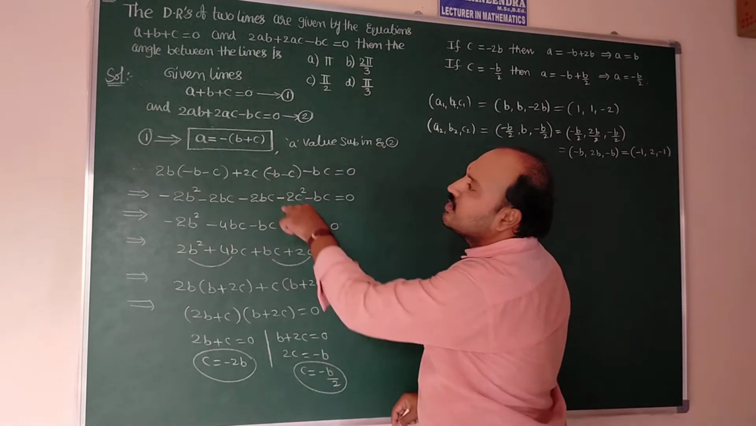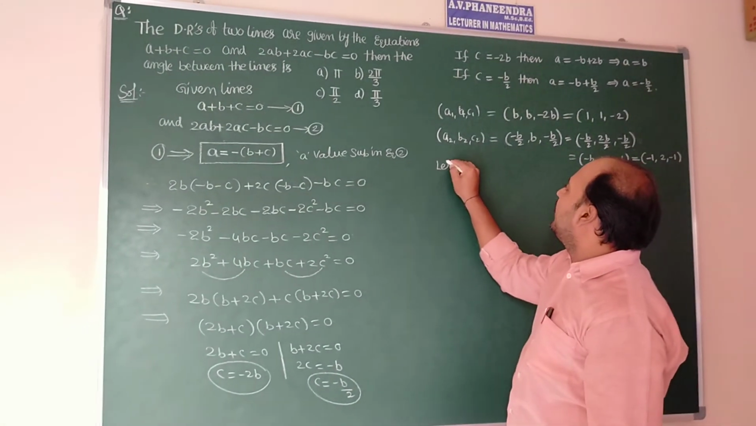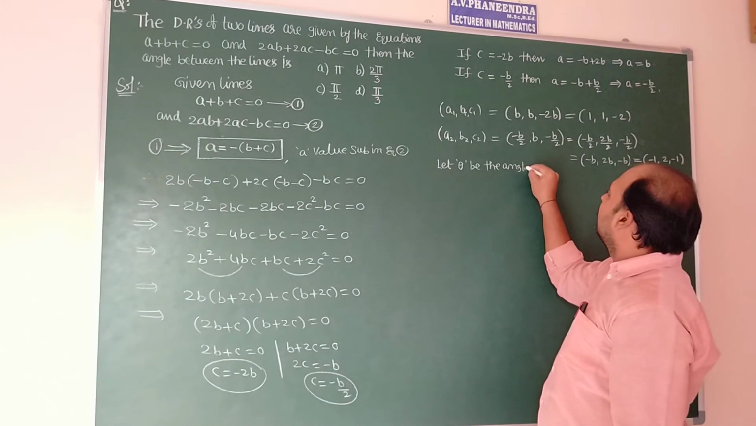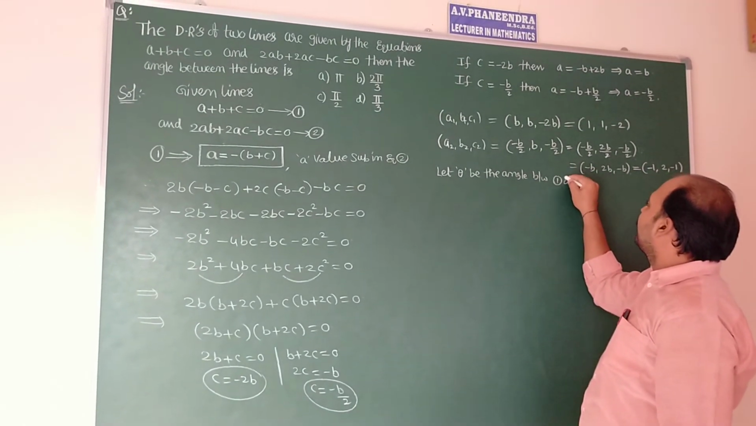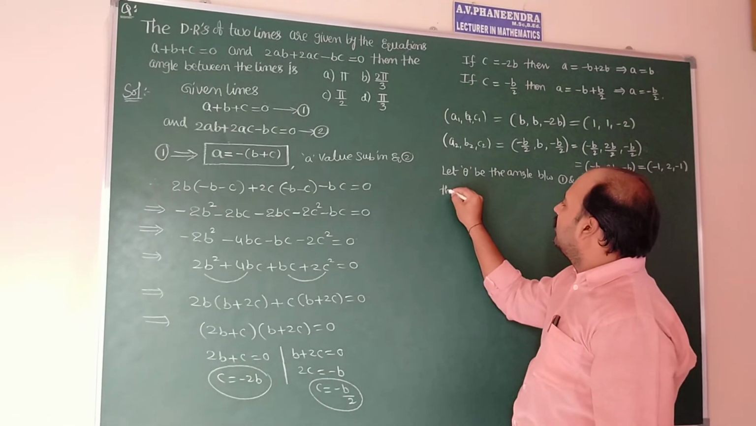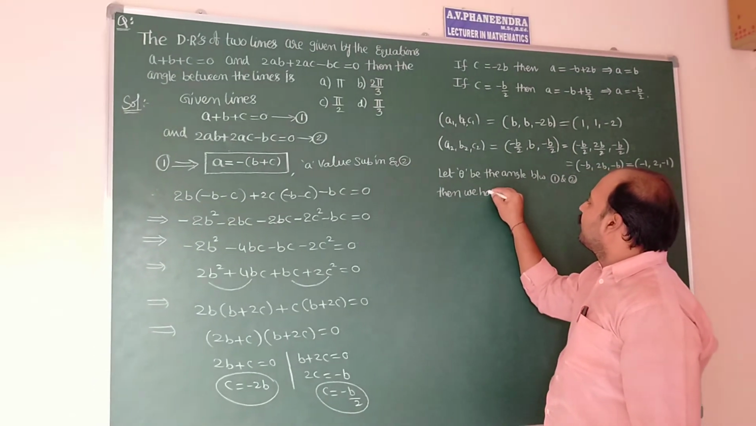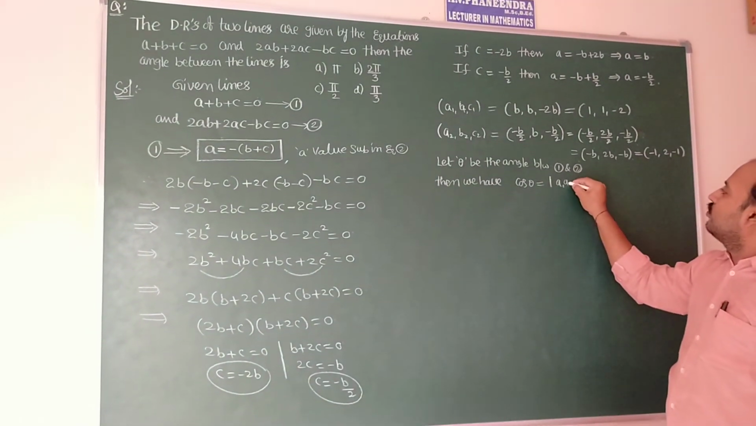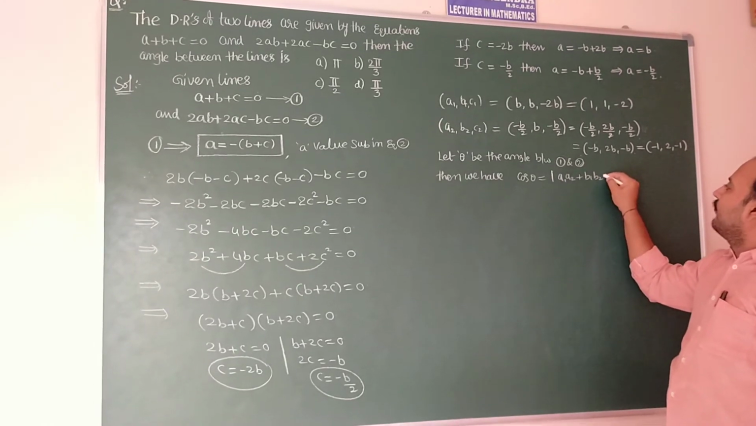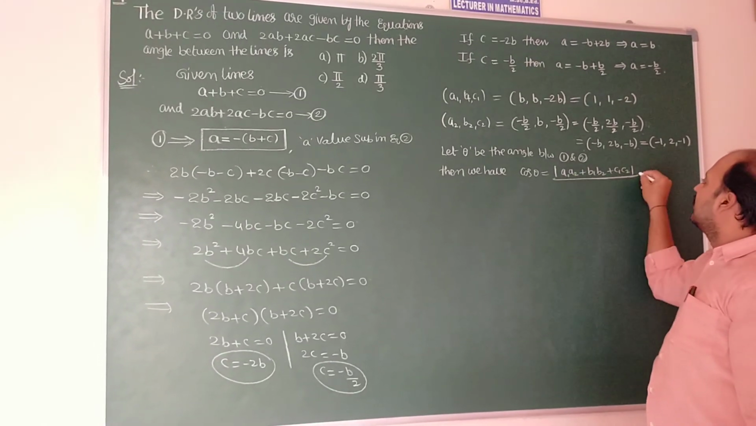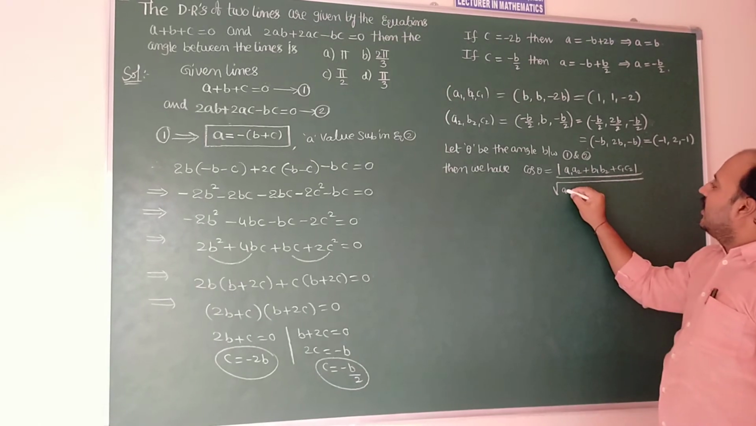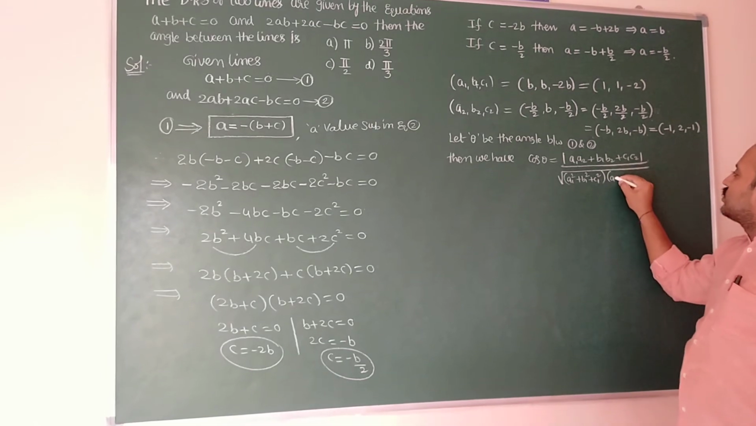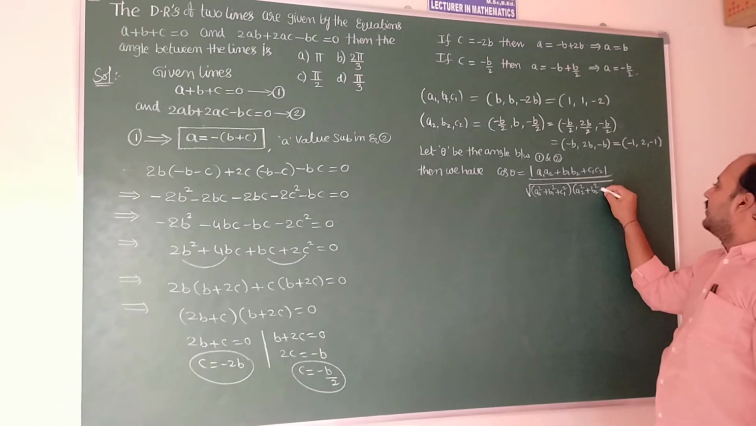Now let the angle between lines 1 and 2 be theta. Then we have the formula: cos theta is equal to mod of a1 a2 plus b1 b2 plus c1 c2, divided by square root of a1 square plus b1 square plus c1 square into a2 square plus b2 square plus c2 square.